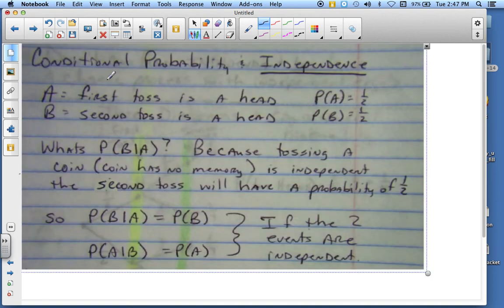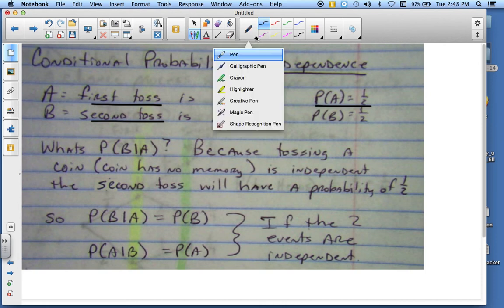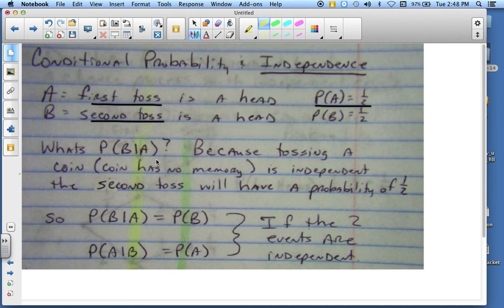All right, now we're going to talk about conditional probability and independence. When you flip a coin twice, the first toss, the probability is 1/2. But when you flip a coin the second time, it doesn't depend on the first time. So it is what we call independent. The way we write this is, what is the probability of flipping a head the second time, given that you flipped a head the first time? Because tossing a coin is independent, that means it has no memory. The second toss will have a probability of 1/2.